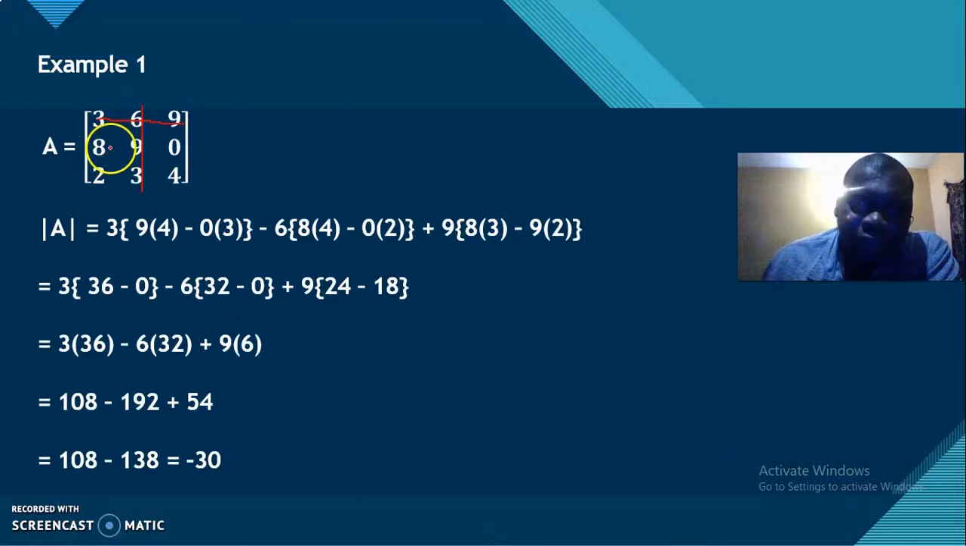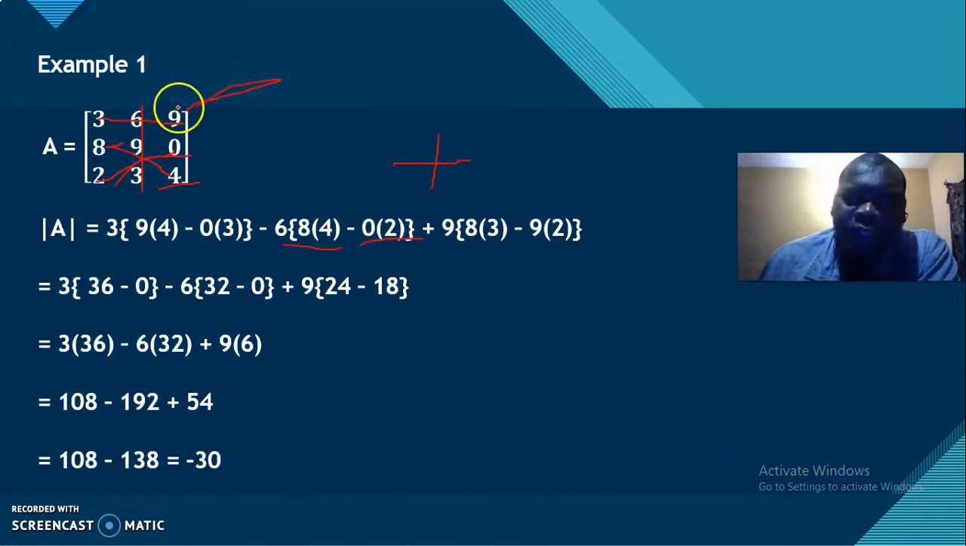So now we only have 8, 2, 0, and 4. So now 6 will now be 8 times 4, then minus 0 times 2. Plus, the next sign will be plus. So plus 9, this 9.